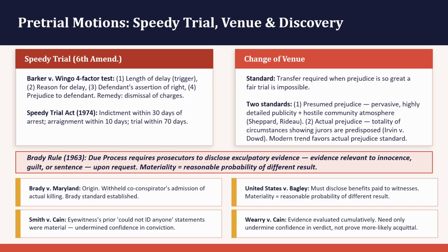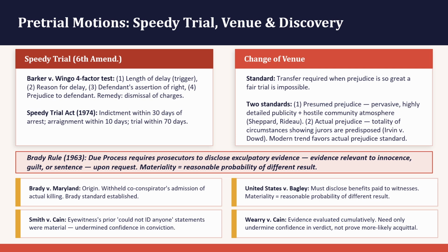Brady v. Maryland in 1963 established that the Due Process Clause requires prosecutors to disclose exculpatory evidence material to the defendant's guilt, innocence, or sentence. The standard is materiality. The suppressed evidence must create a reasonable probability of a different result if disclosed. This seemingly narrow standard has been violated with distressing frequency.